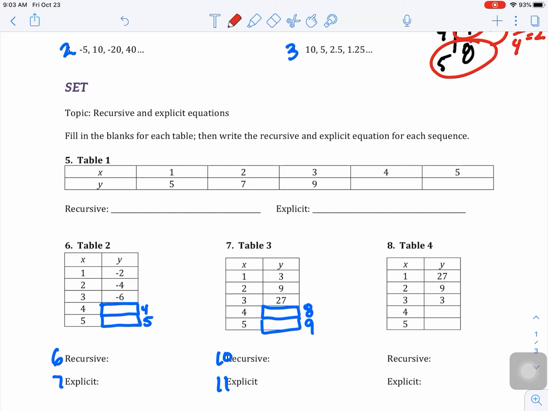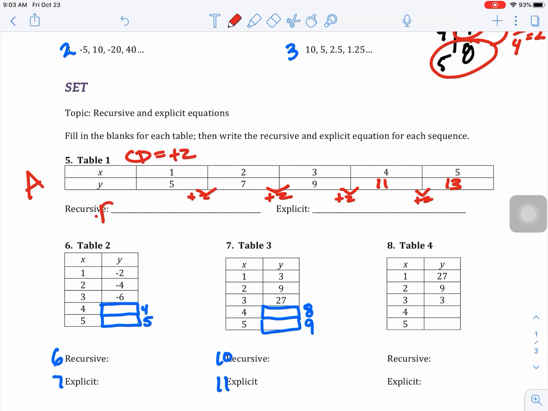So let's do this one together. Let's see what the action is. From 5 to 7 is adding 2. From 7 to 9 is adding 2. So 9 plus 2 is 11, and 11 plus 2 is 13. So this is an arithmetic sequence because it's adding 2, and the common difference is plus 2.